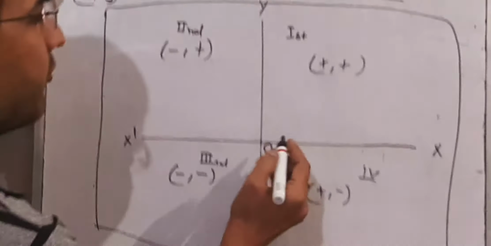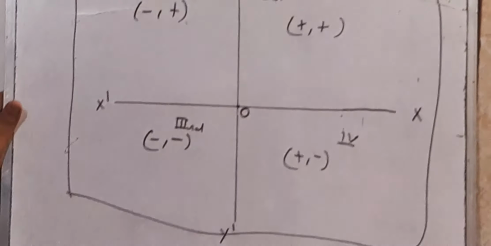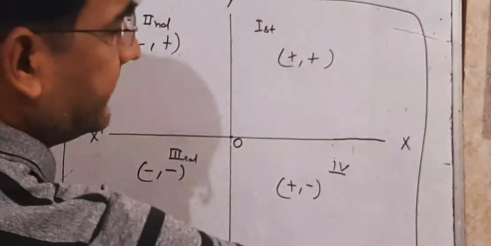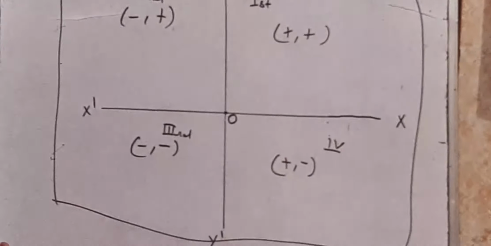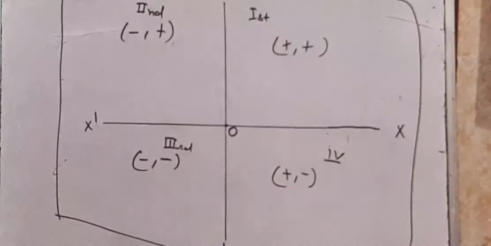In other words, this is the origin. As you move to the right side of the origin, all are positive. As you move left from the origin, all are negative.